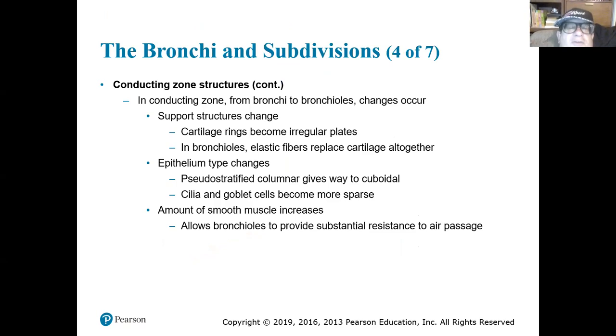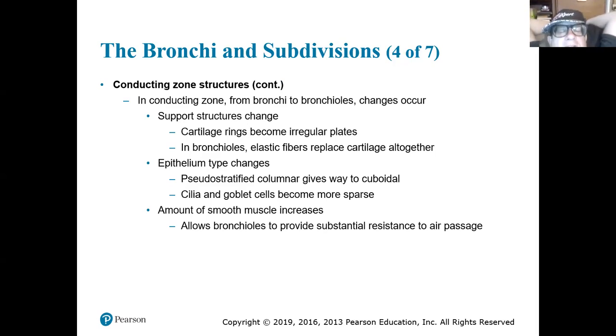The conducting zone is everything from the bronchi to the bronchioles. There are changes. In the upper part of the conducting zone, you have big cartilage rings and very little muscle. And at the other end, you have almost all muscle with no cartilage. So the cartilage rings, as you move from the big trachea down, are going to get reduced to plates. Once you get to the bronchioles, the cartilage is entirely gone, and you just have elastic fibers instead of cartilage. And then, of course, you have a ton of the smooth muscle.